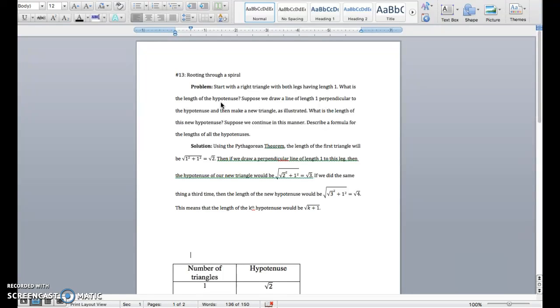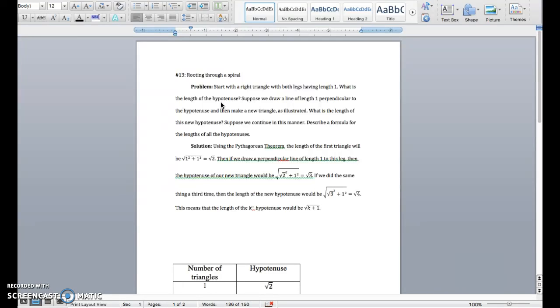And then suppose we draw a line of length 1 perpendicular to that hypotenuse we just found, and that makes a new triangle, as illustrated in the problem. What is the length of this new hypotenuse? And then suppose we continue in this manner, describe a formula for the lengths of all the hypotenuses.